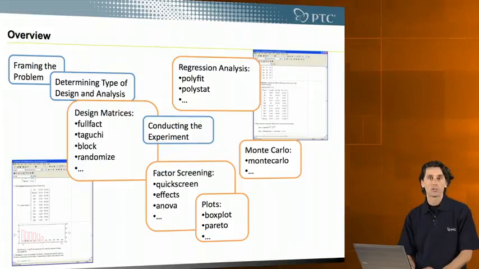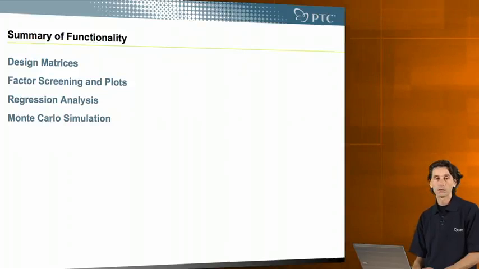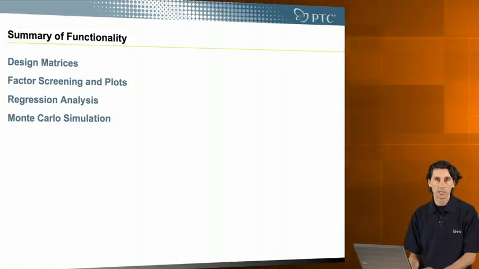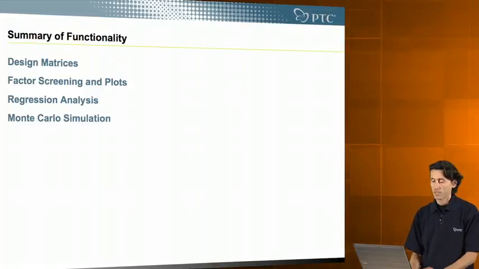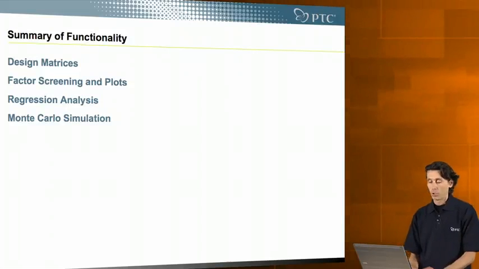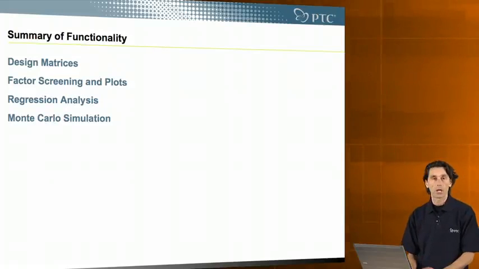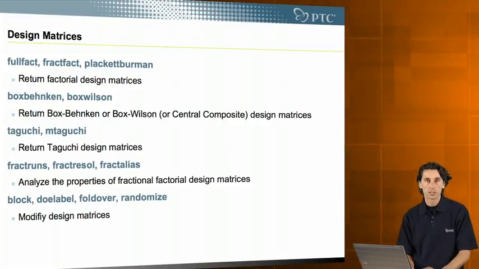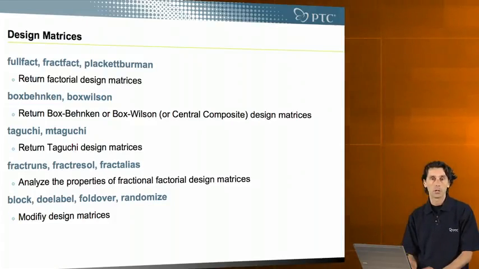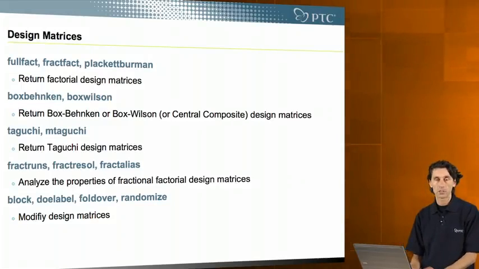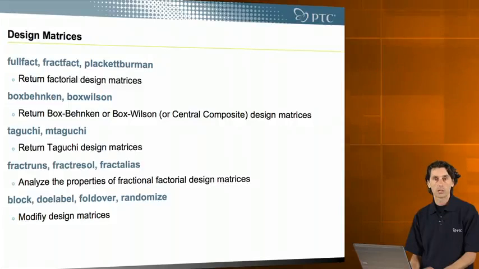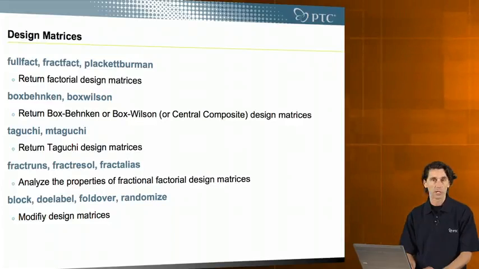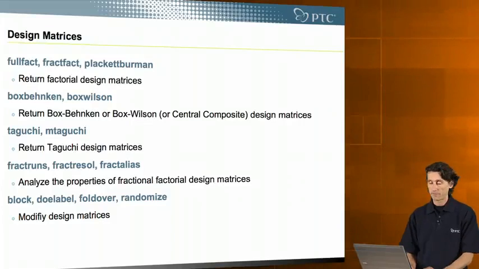So just a quick overview of the areas. There are four major areas that Mathcad 15 covers: design matrices, factor screening and plots, regression analysis, and Monte Carlo simulation. In each of these areas, there is a ton of functionality, over about 30 different functions that fit nicely together, as well as with the rest of Mathcad functionality, to support design of experiments methodology.